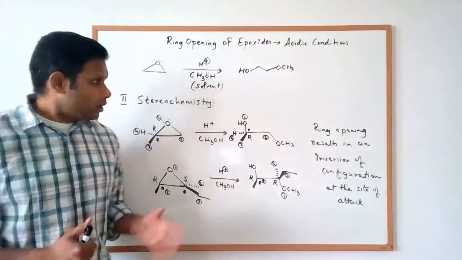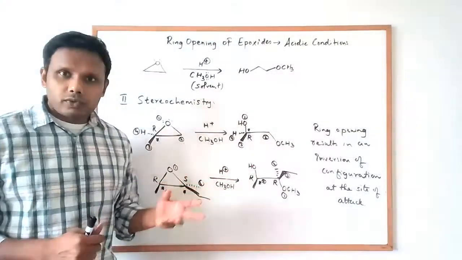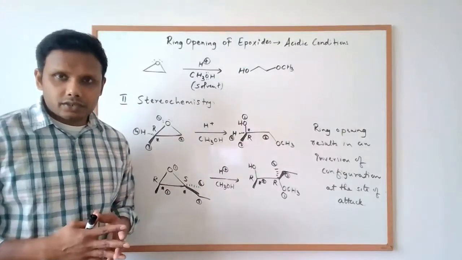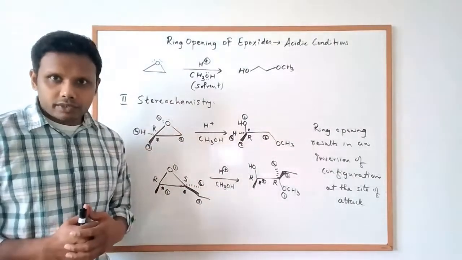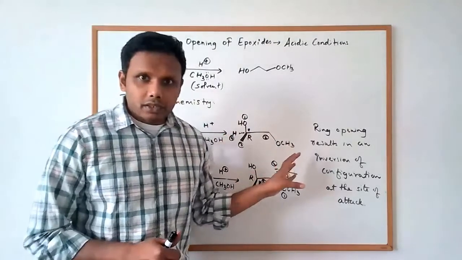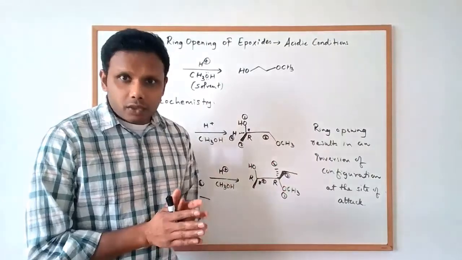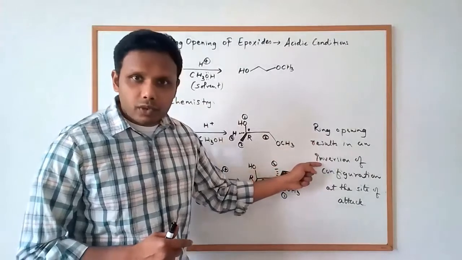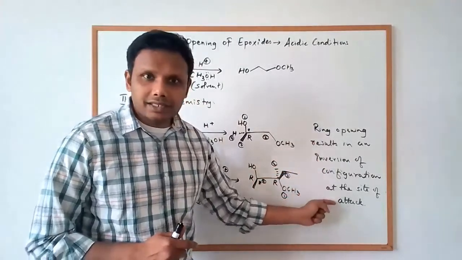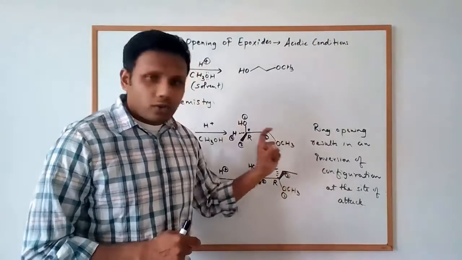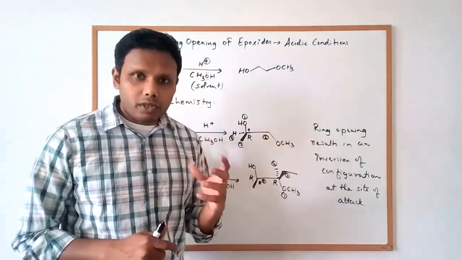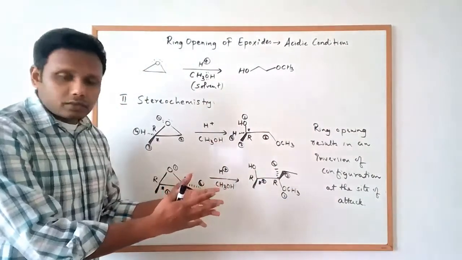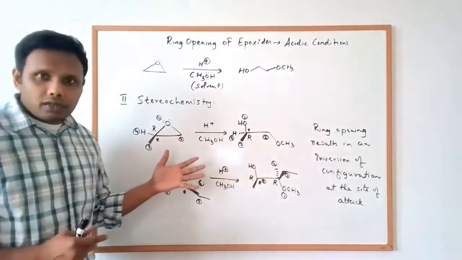So now we can use these same examples that we used for understanding the regiochemical outcome of epoxide ring opening under acidic conditions to understand the stereochemical outcome as well. Now, I've summarized the stereochemical outcome of these epoxide ring opening reactions. The ring opening results in the inversion of configuration at the site of attack. That is key. So let's understand that statement in these examples.